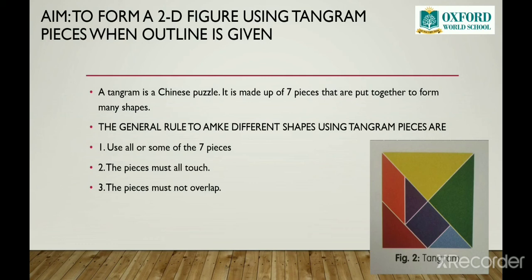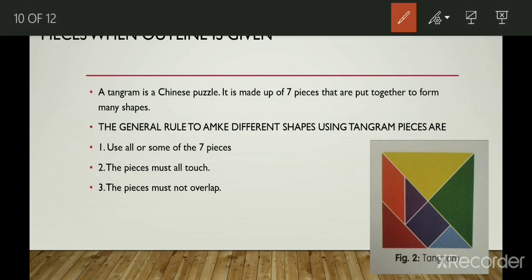Among these 7 pieces, there are 2 big triangles. Can you see 2 big triangles? Triangle 1 and triangle 2. 2 big triangles. 2 small triangles. Can you find 2 small triangles? 1 and 2. Right? And 1 medium sized triangle. This is your medium sized triangle. 1 square and 1 more 4-sided shape. So basically a tangram is a Chinese puzzle and it is made up of 7 pieces. Okay.